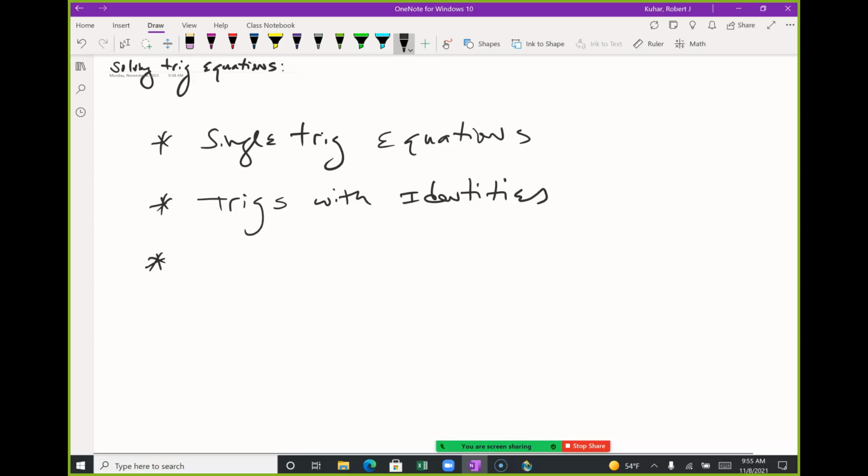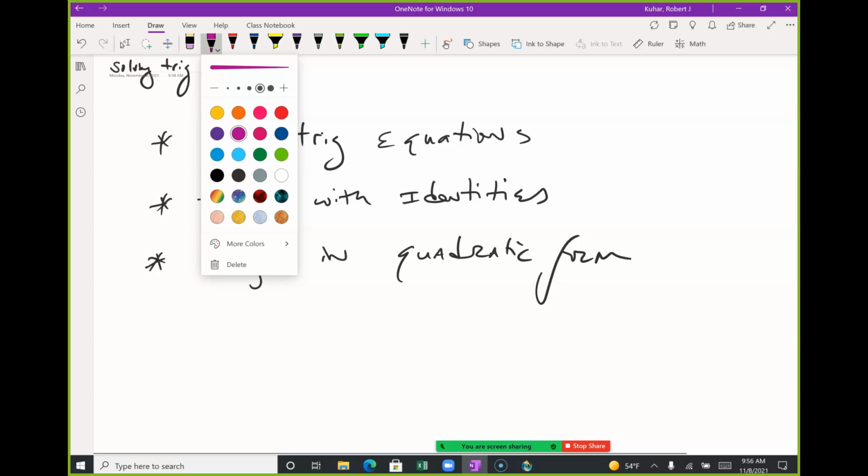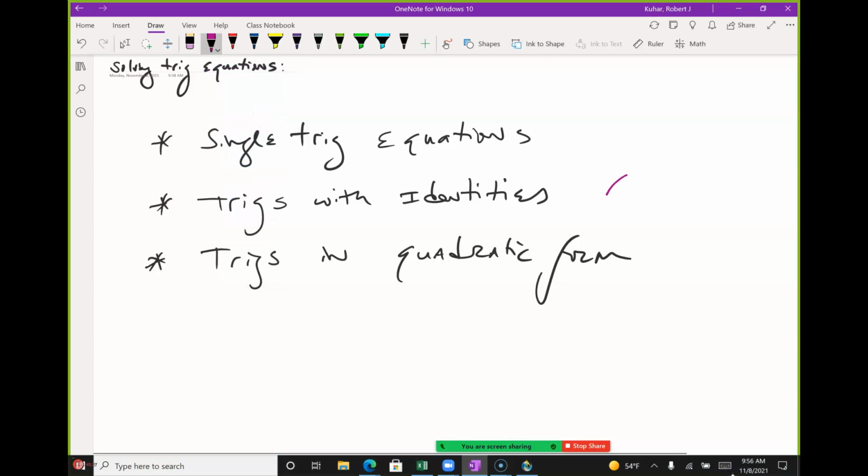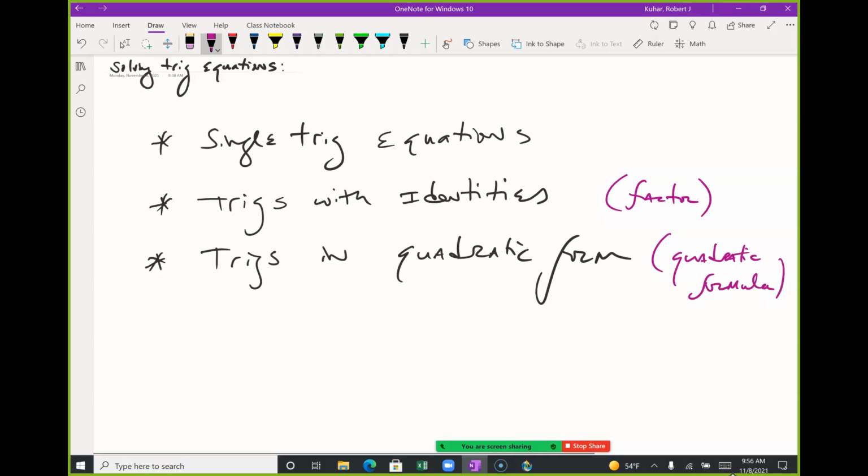And then finally, trigs in quadratic form. In this one, we're going to be trying to factor, right? In this one, we're probably going quadratic formula. Of course, you could factor that too, but it's a lot easier, a lot quicker just to go right to quadratic formula.